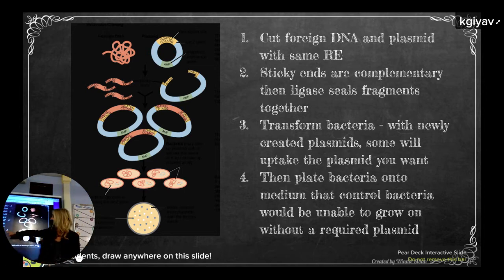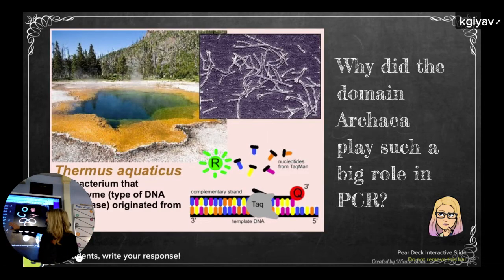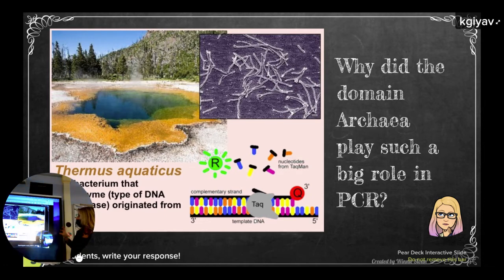So that's what I put right here. Then plate the bacteria onto medium that control bacteria that would be unable to grow without the plasmid. You have to have the gene for ampicillin resistance. All right, next. Why was archaea really important?